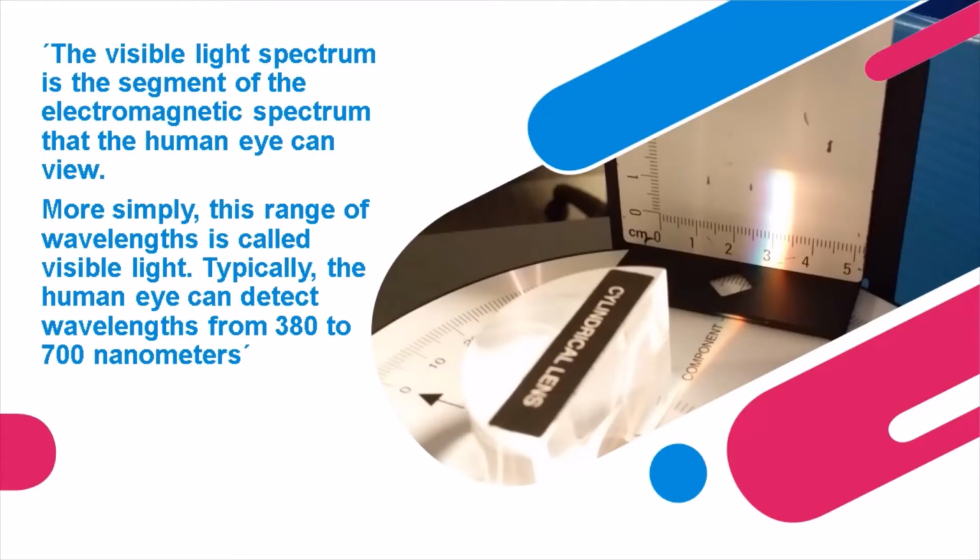The visible light spectrum is a segment of the electromagnetic spectrum that the human eye can view. More simply, this range of wavelengths is called visible light. Typically, the human eye can detect wavelengths from 380 to 700 nanometers. It's interesting how our world works. There are many things to understand, like the light or why the invisible spectrum is wider. Well, let's create a spectrum.